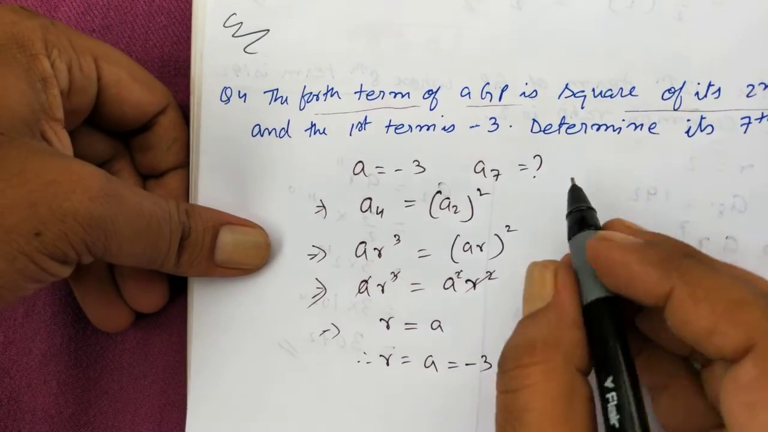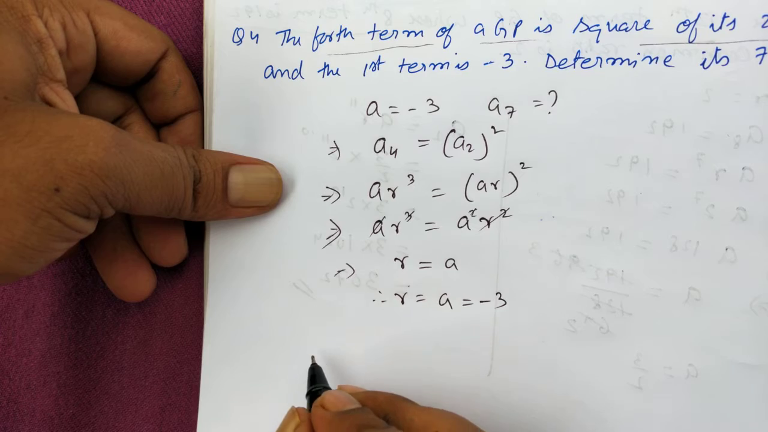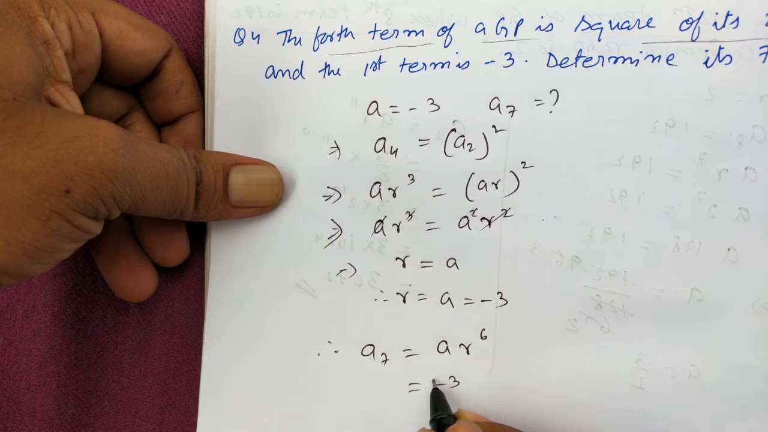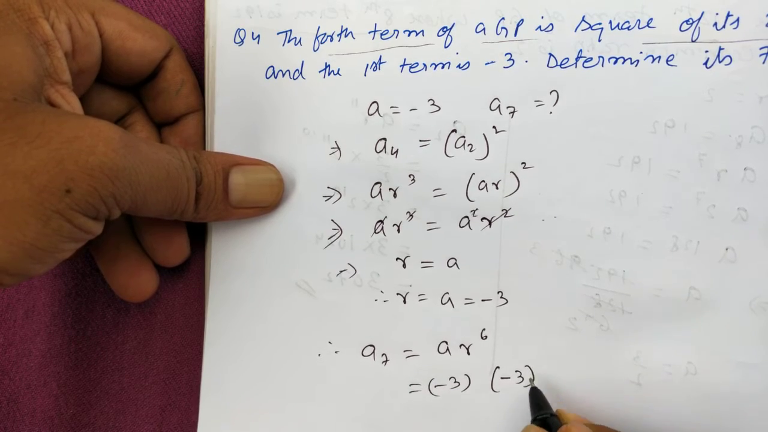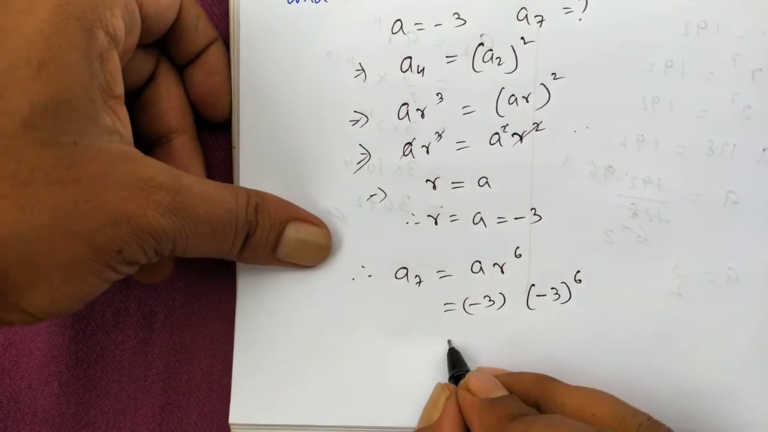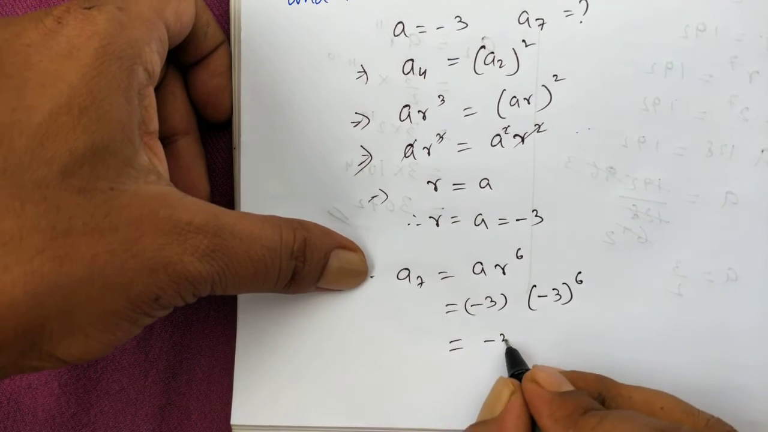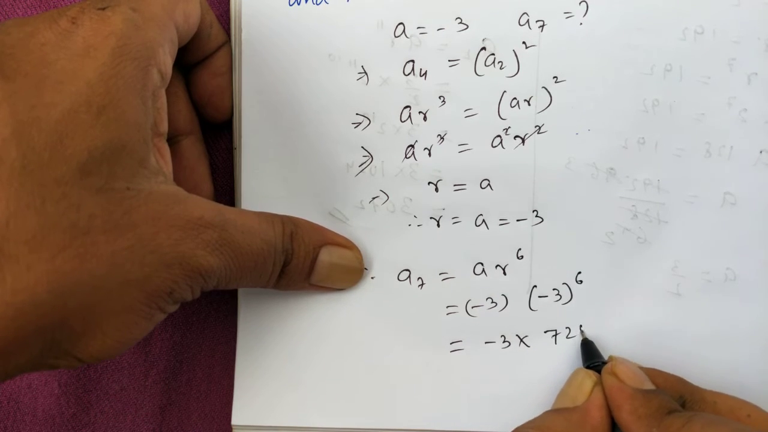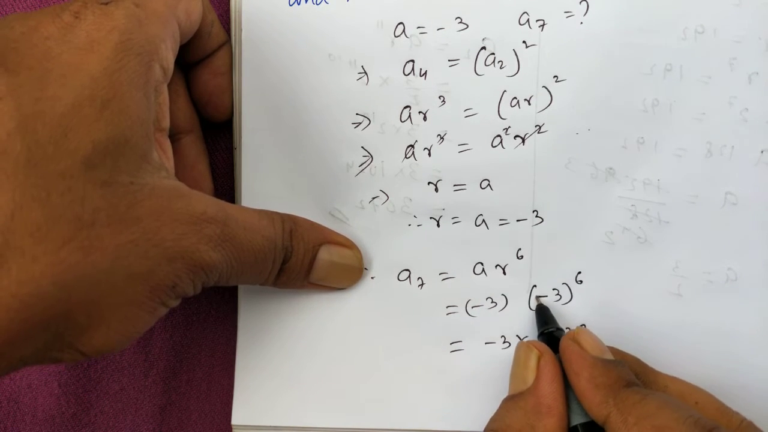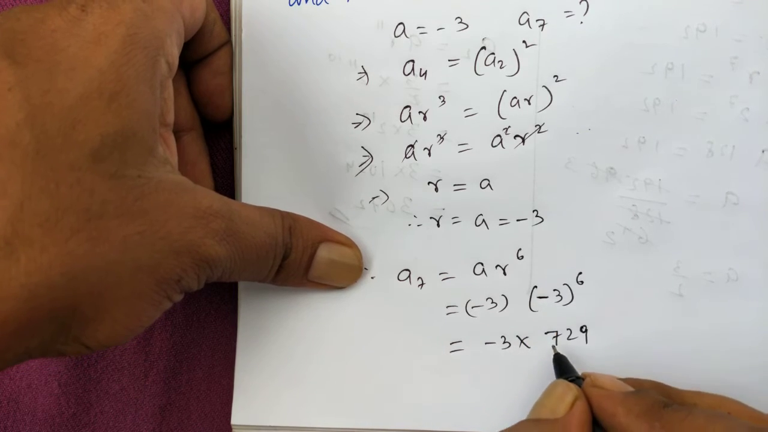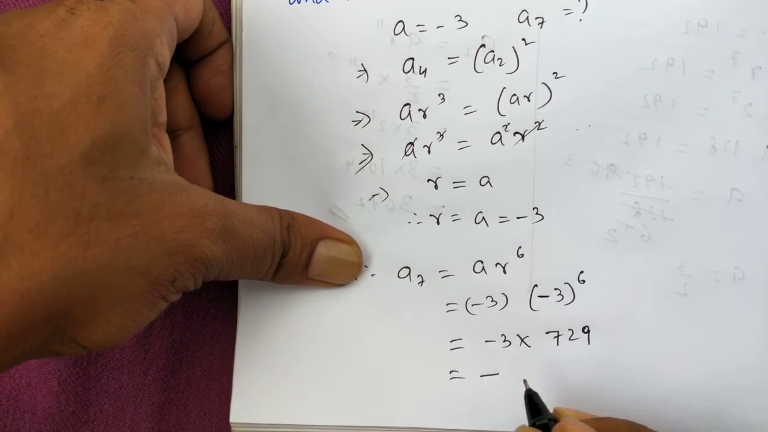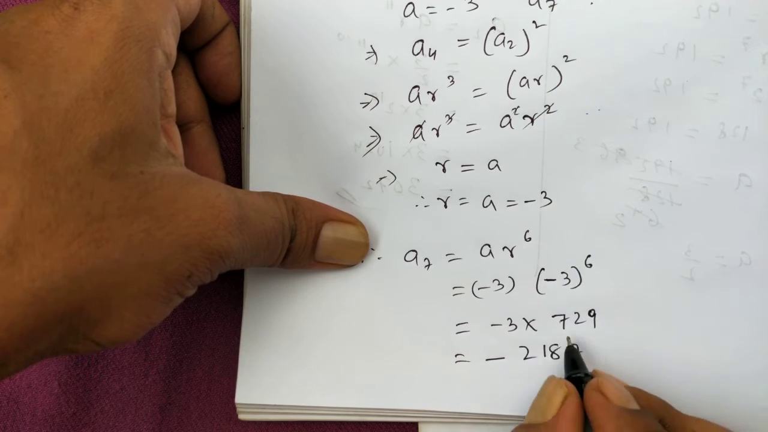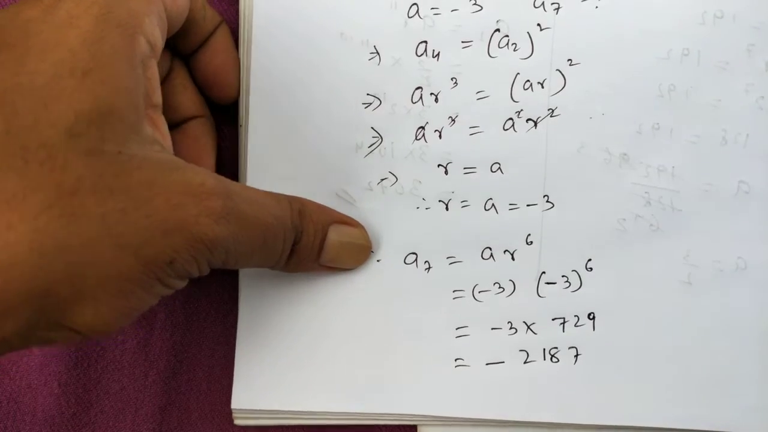Now what you have to find? A7. So therefore A7 will be A R^6. A is minus 3, R is minus 3 whole 6. That means together we're getting minus 3 into 3 power 6, which is 729. If there is negative and the power is even, it will be positive. So your answer is minus 2187. 3 into 729 is this one. Okay, that's the final answer.